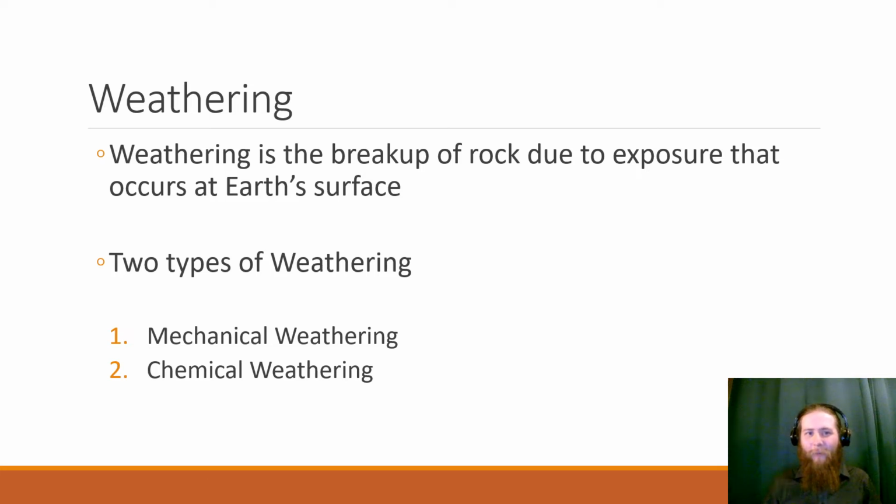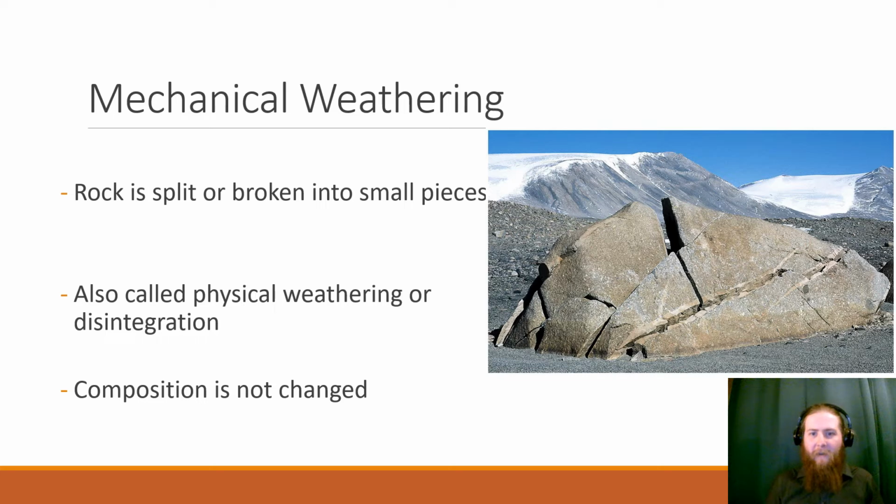So to begin, weathering is the breakup of rock due to exposure at the surface of Earth. This is happening all the way up at the very top of the crust. There's two types of weathering: mechanical weathering and chemical weathering. In mechanical weathering, we are physically breaking apart rock into smaller pieces. We also call this physical weathering or disintegration. The composition of this rock is not changed.